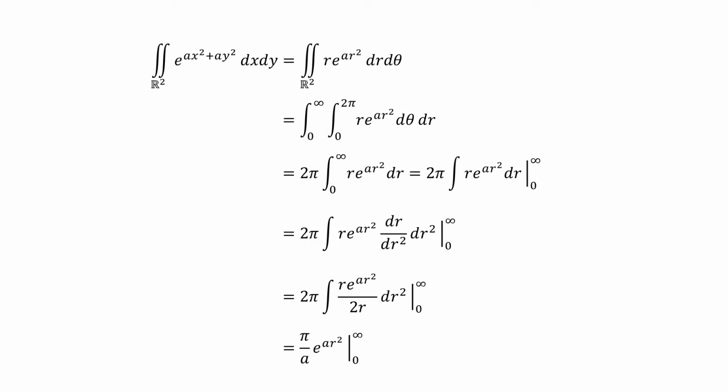The rest of the integral can be solved by the substitution method. Let's extract the range, and then let the integrand be multiplied and divided by d r squared at the same time. We find that dr divided by d r squared is the reciprocal of the derivative of r squared, which is equal to 1 over 2r, just enough to eliminate the r above. So, this integral is minus pi over a times e to the power of minus ar squared. By applying the range to it, we can get the result we want.